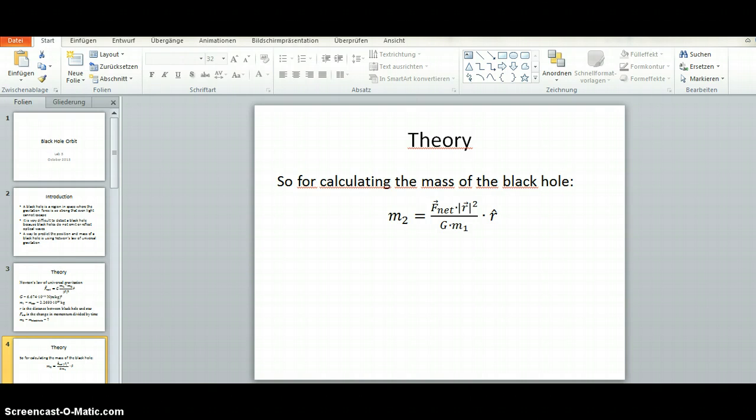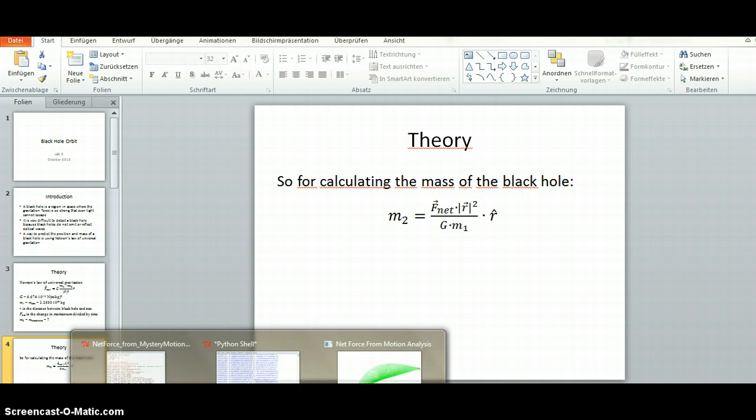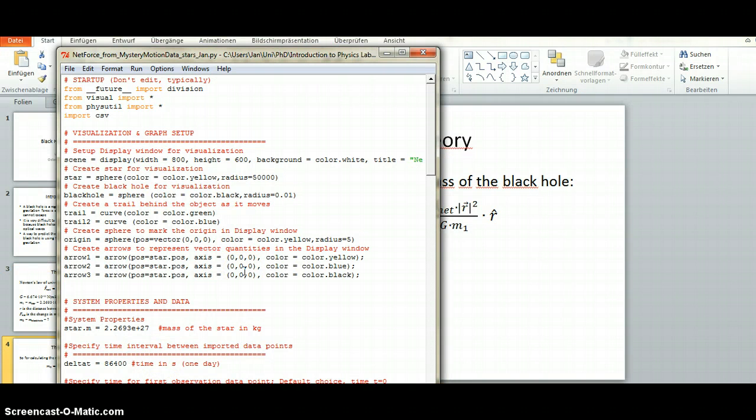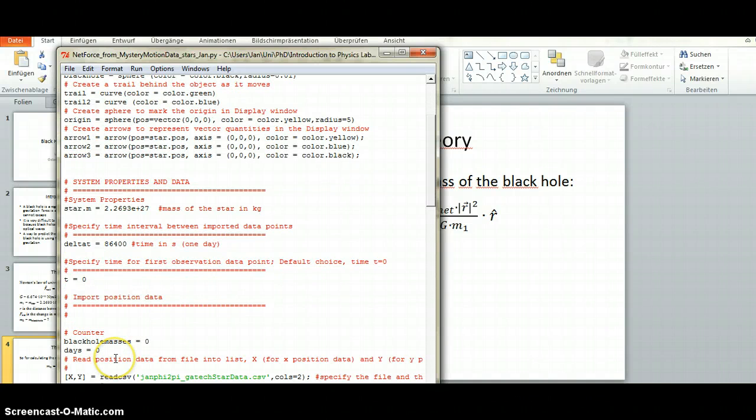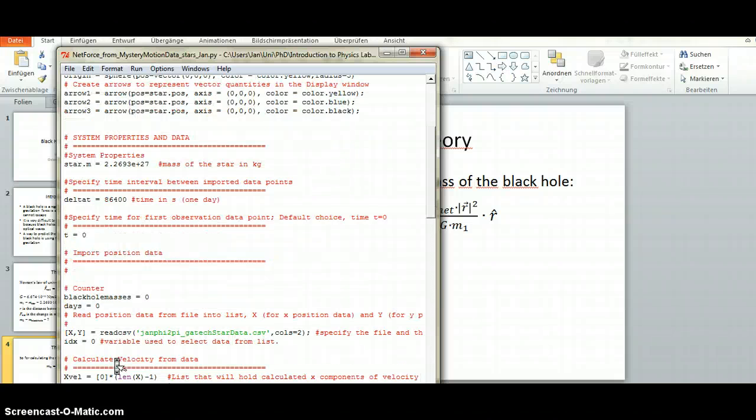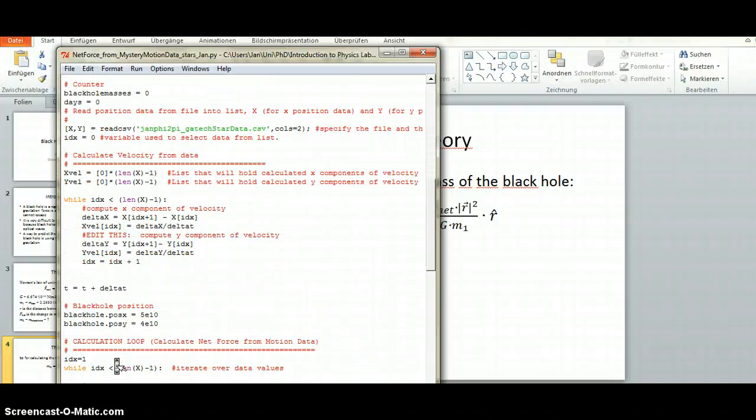Let's look at our program. The mass of the star was changed to our value, 2.269 times 10 to the power of 27 kilograms, and the change in time was 86,400 seconds, which is a day in seconds. I place two counters in my program to get the average mass of the black hole. Furthermore, the positions of the black hole are written here.